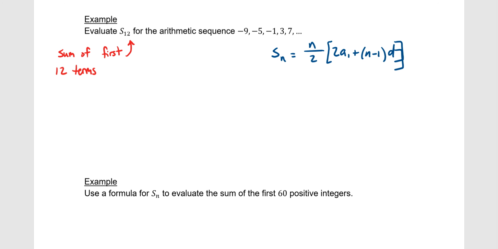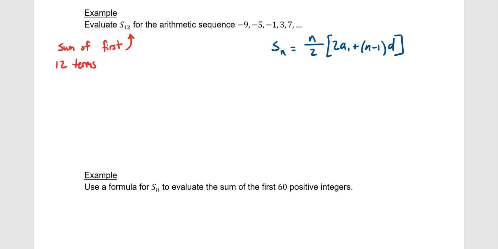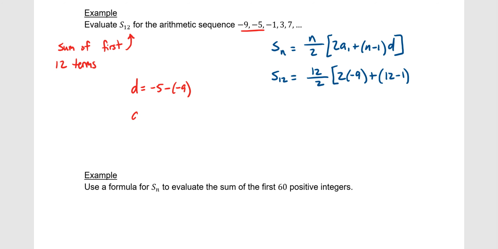And we go ahead and we plug this stuff in. So we're looking for the sum of the first 12 terms. So n is 12. 12 divided by 2 times the first term, a sub 1, is -9 plus n minus 1, so that's 12 minus 1 times d. So the only thing we need here is the common difference d, which we can get by using the first 2 terms and subtracting. -5 minus -9, that gives us d equals 4.